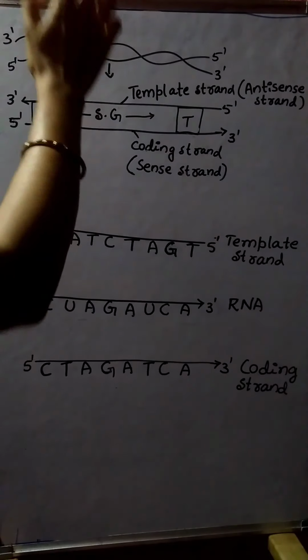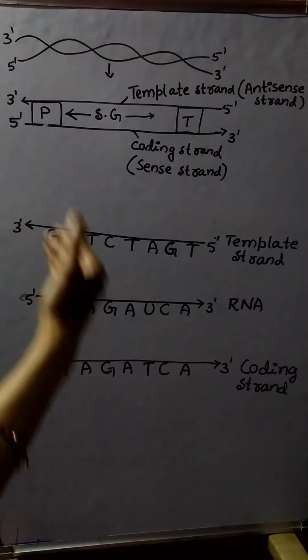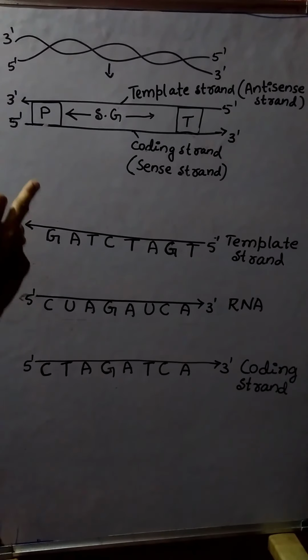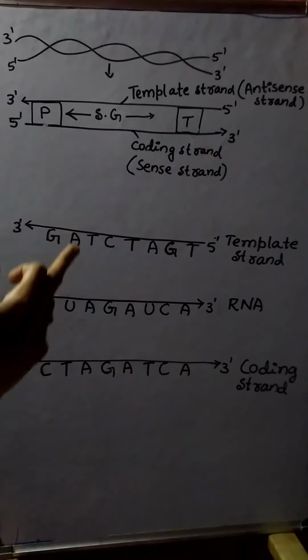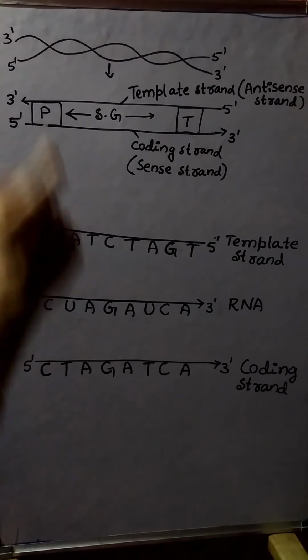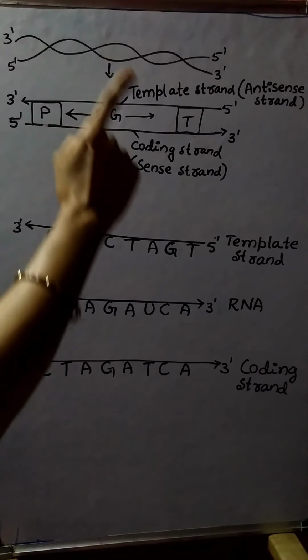See, the polynucleotide strand of the DNA which guides the synthesis of RNA is called the template strand, and its polarity is 3' to 5' because the DNA dependent RNA polymerase enzyme catalyzes polymerization only in one direction, that is 5' to 3'.